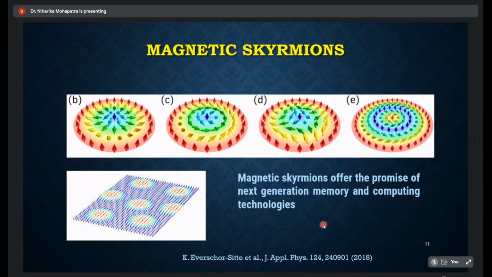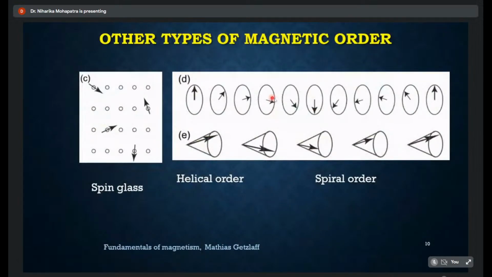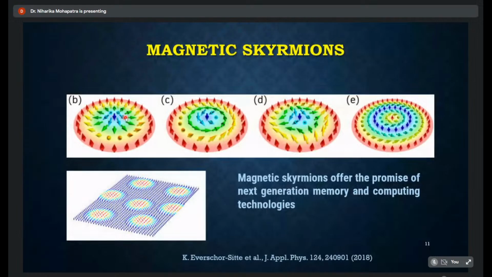So these are certain kind of magnetic systems which are known as magnetic skyrmions. So what are these skyrmions? Like I had shown you that there are kind of spiral or helical ordering. So here you will find that the neighboring spin is rotated with respect to any one spin. If you look at its neighboring spin, it is rotated by some angle. So they rotate in a particular fashion.